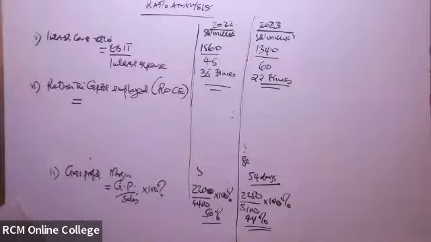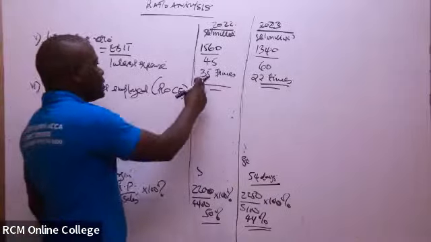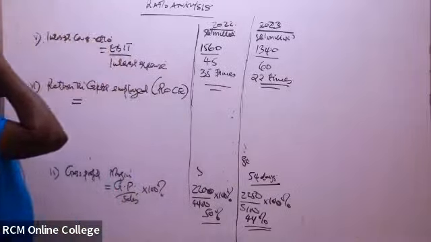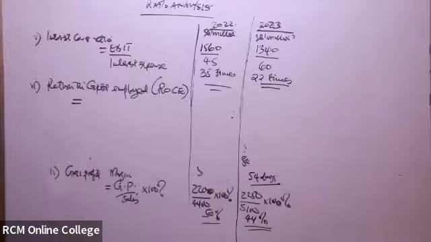2022, it is 34.6. We can round off to the nearest, so we can just say 35 times, no problem. And the other one, 22 times. So what is the formula? I can see EBIT over capital employed.